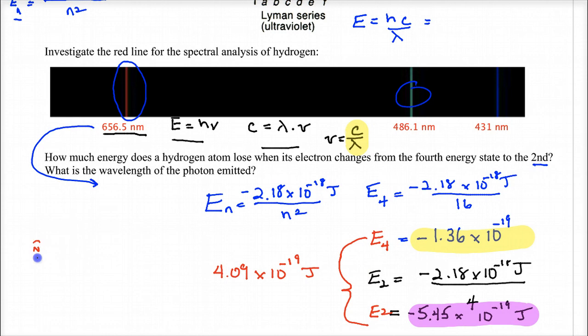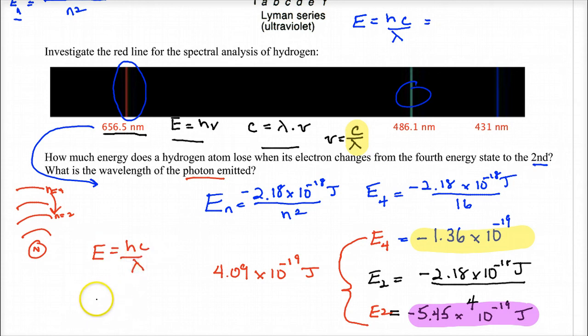So here's the nucleus. Here's the first, second, third, and fourth. So from n equals 4 to n equals 2, that's how much energy it loses, 4.09. Now you want to know what's the wavelength of the photon emitted. Well, if I know the energy is equal to hc over lambda, I can rearrange this and say that lambda is equal to hc over the energy.